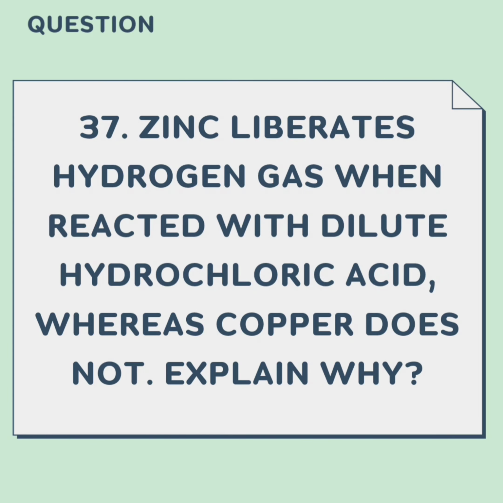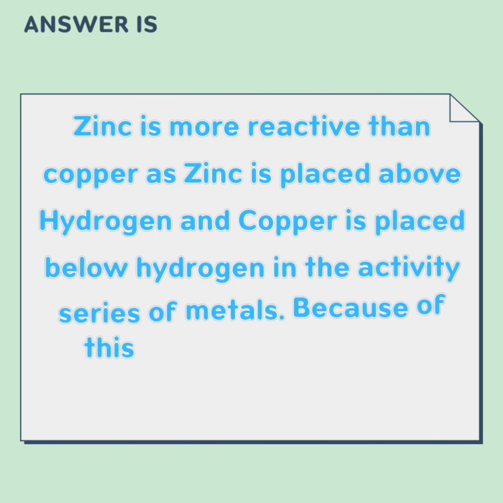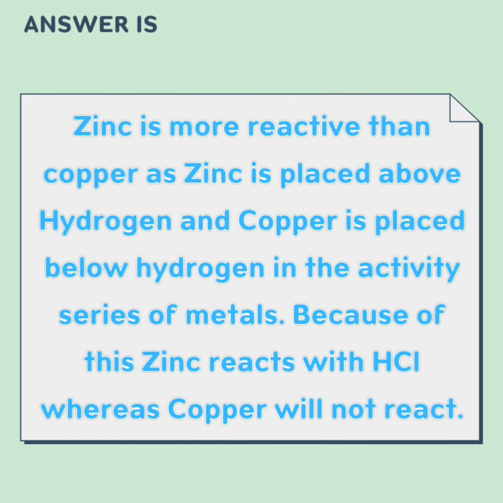37. Zinc liberates hydrogen gas when reacted with dilute hydrochloric acid, whereas copper does not. Explain why. Answer. Zinc is more reactive than copper as zinc is placed above hydrogen and copper is placed below hydrogen in the activity series of metals. Because of this, zinc reacts with HCl whereas copper will not react.